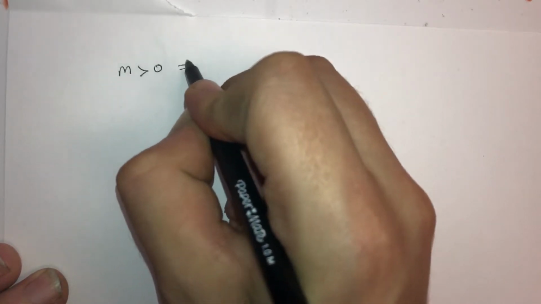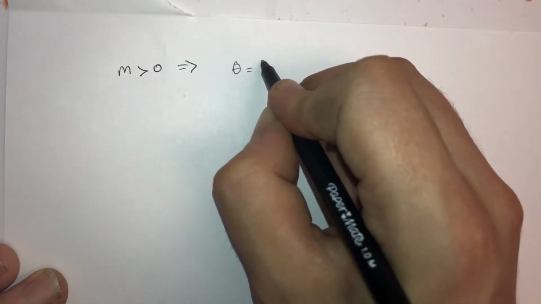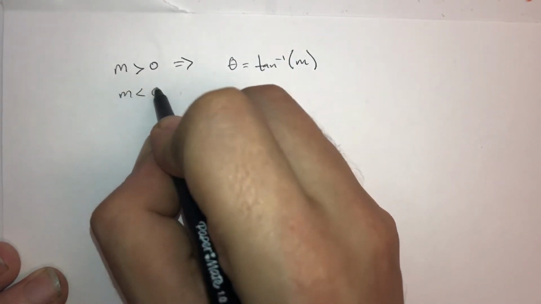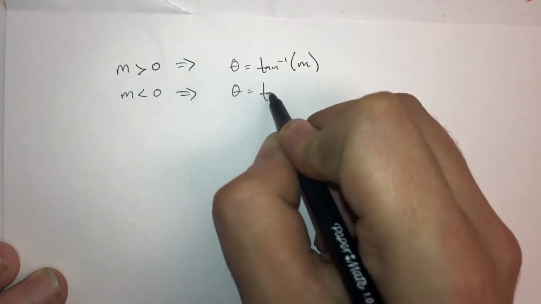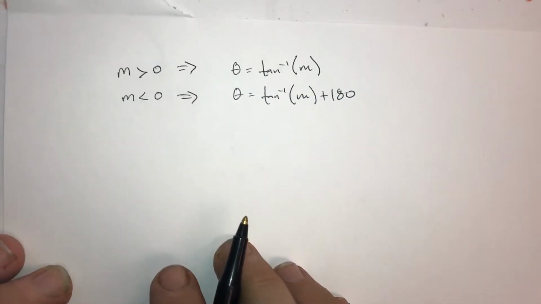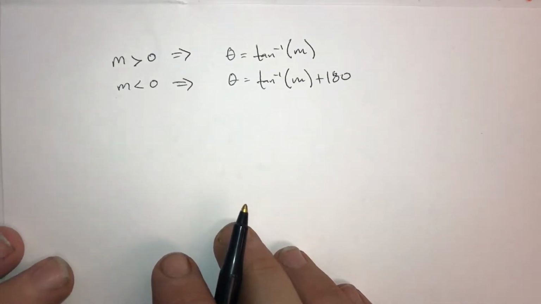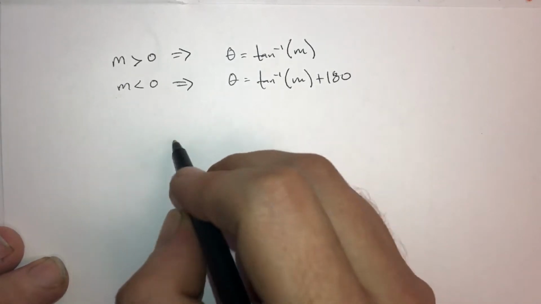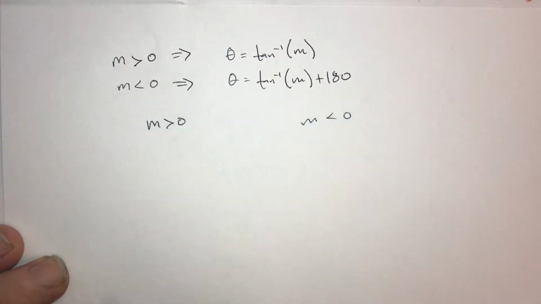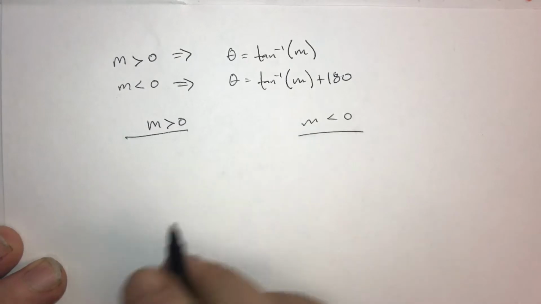Then for numbers 11 through 16, remember, for my positive slopes, I'm going to do the angle theta equals tangent inverse of m, and for my negative slopes, I'm going to do theta equals tangent inverse of m plus 180. All right. Let's collect my positive slopes over here and my negative slopes over here, that way I don't have to worry about going back and forth between formulas.